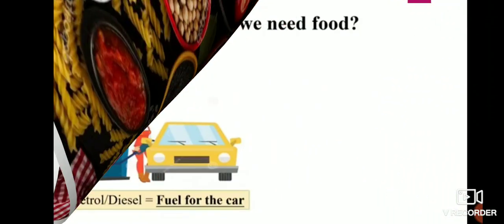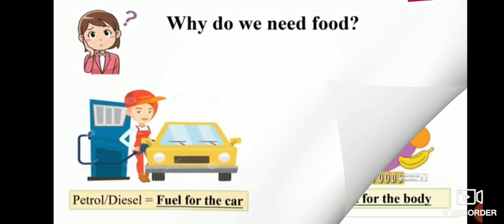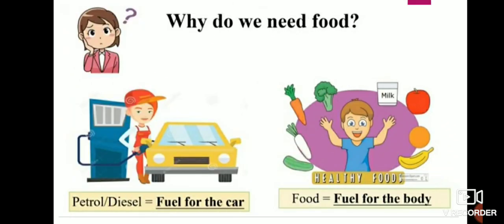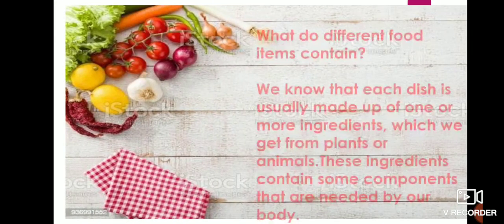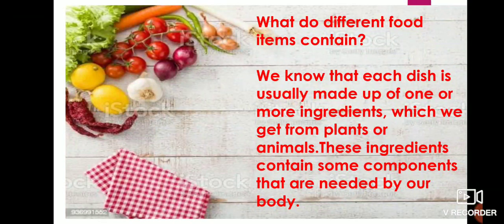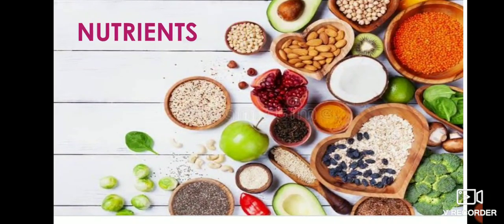Let me ask you a question. Why do we need food? As petrol and diesel are fuel for the car, food is the fuel for our body. What do different food items contain? We know that each dish is usually made up of one or more ingredients which we get from plants or animals. These ingredients contain some components that are needed by our body. These components are called, yes, nutrients.